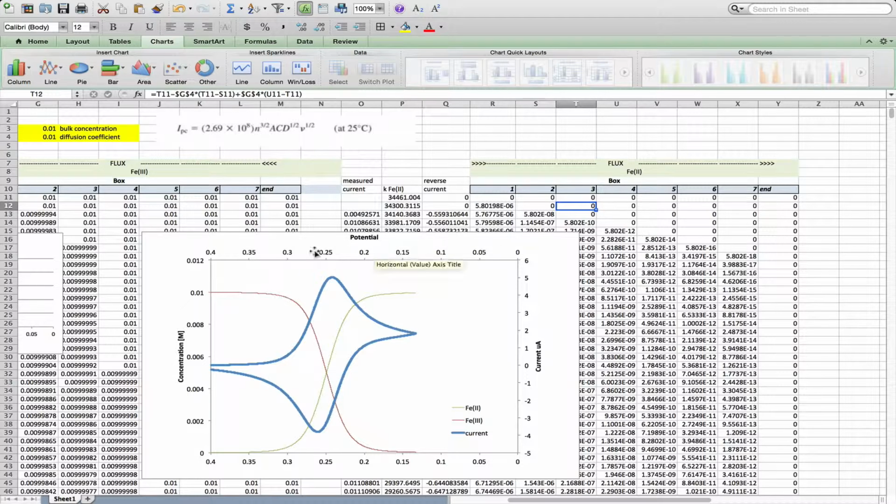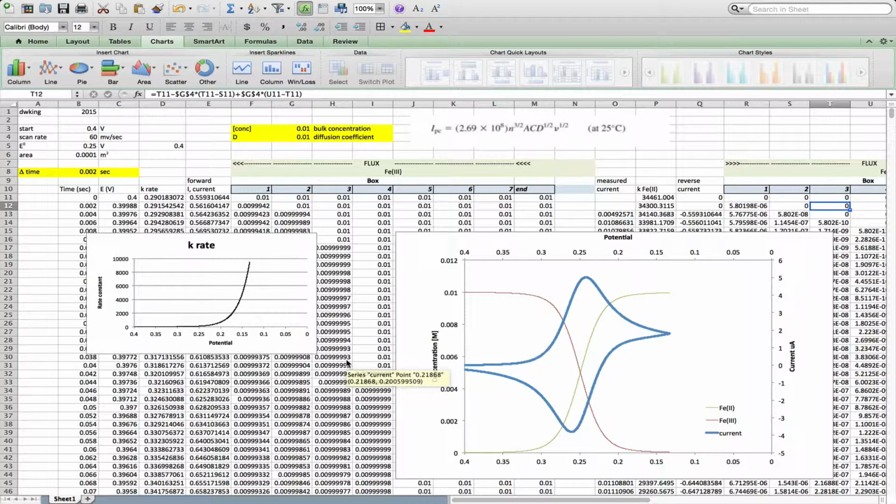The big difference is that the end member for the iron 3 is the bulk iron 3 concentration. The end member for the iron 2 is 0. So as we produce iron 2 at the surface of the electrode, it diffuses away. And it's that diffusion away that gives us this characteristic shape on the CV trace.